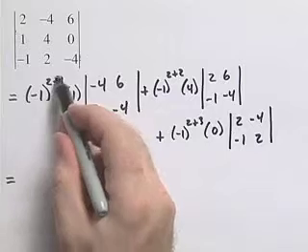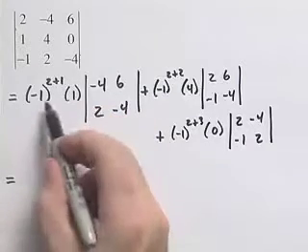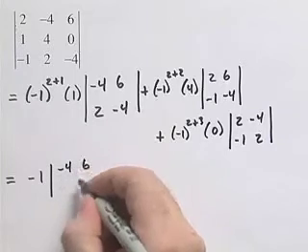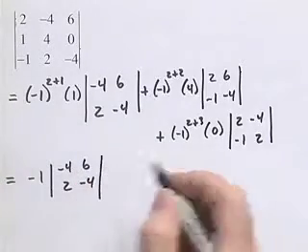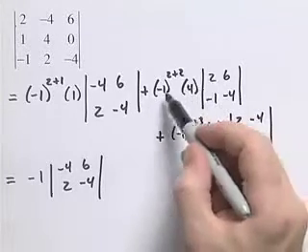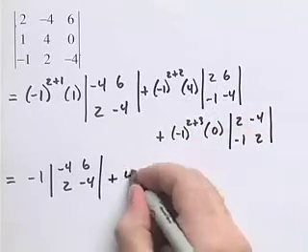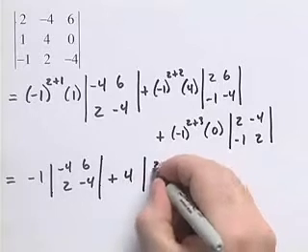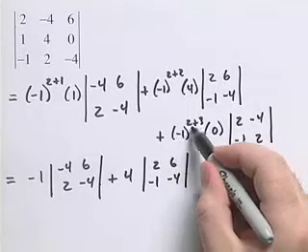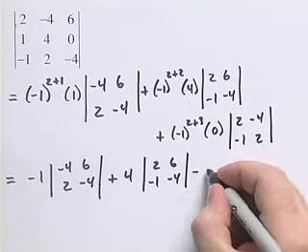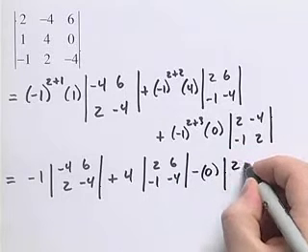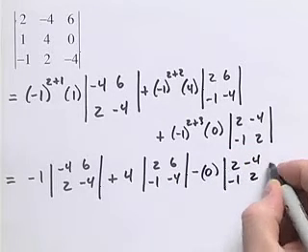Negative 1 to the third power is negative. So we have a negative 1 times the determinant, negative 4, 6, 2, negative 4. We have negative 1 to the fourth power is positive, so we'll get a positive 4 times the determinant, 2, 6, negative 1, negative 4. Negative 1 to the fifth power is negative, so we'll have minus 0 times the determinant, 2, negative 4, negative 1, and 2.